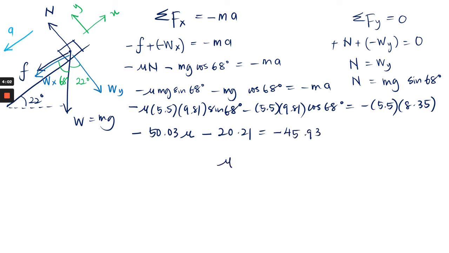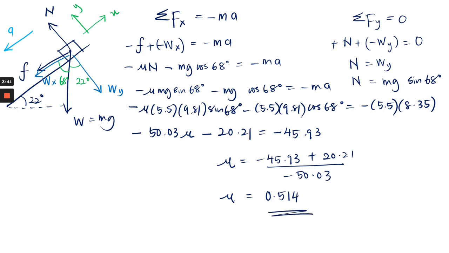So mu is going to be equal to negative 45.93 plus 20.21, divided by negative 50.03. So mu is going to be 0.514. This is the coefficient of kinetic friction between the block and the inclined plane.